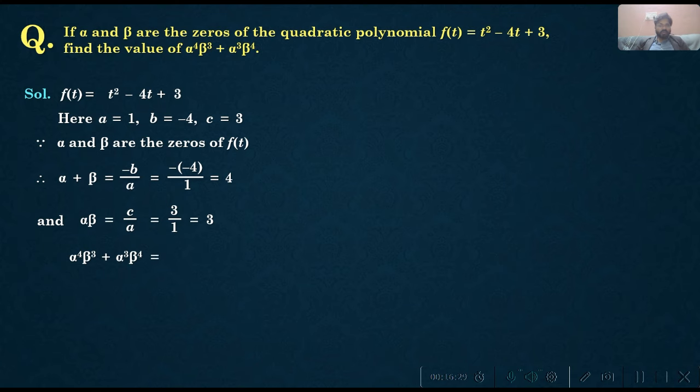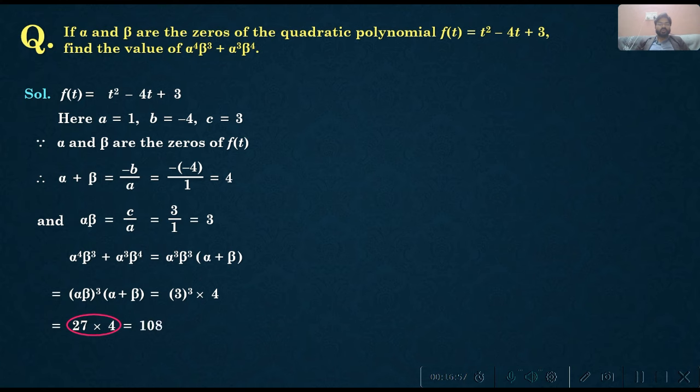Now taking common alpha cube beta cube, we will get alpha plus beta. Now alpha cube beta cube we can write as alpha beta whole cube into alpha plus beta. Now alpha beta whole cube, we have 3, so 3 cube into alpha plus beta, which is 4. So 3 cube is 27 into 4 is 108. So this is the required answer.